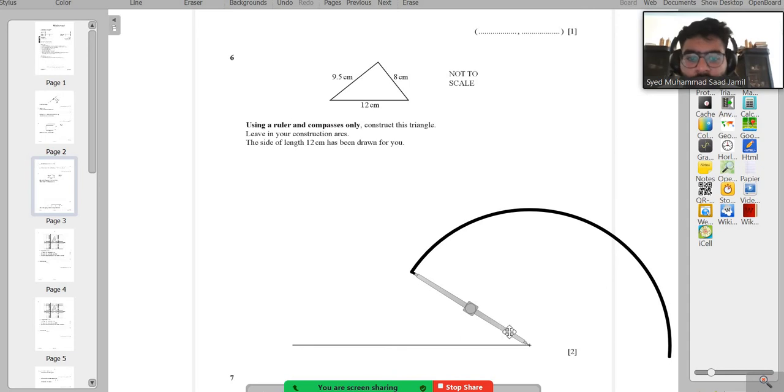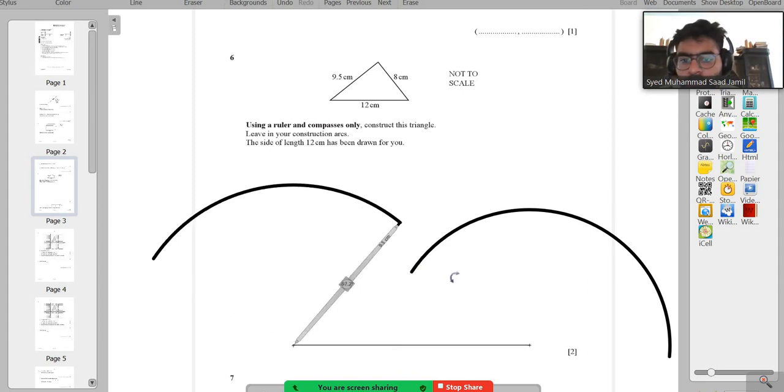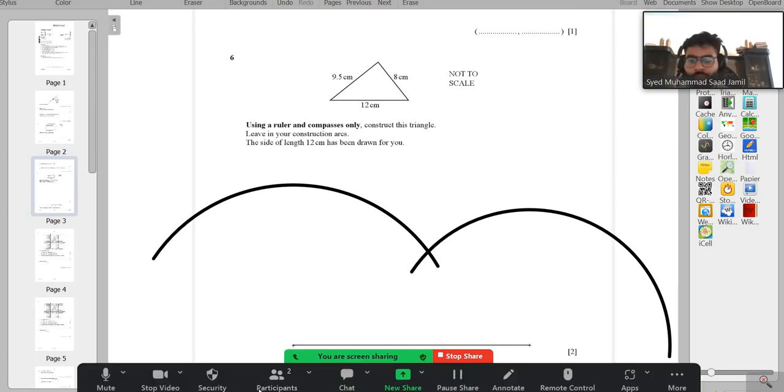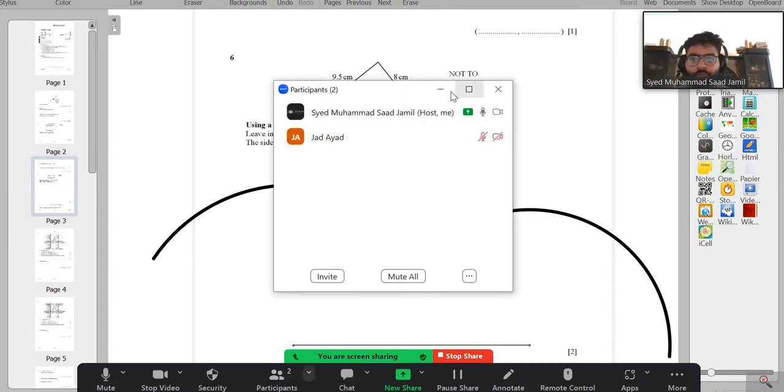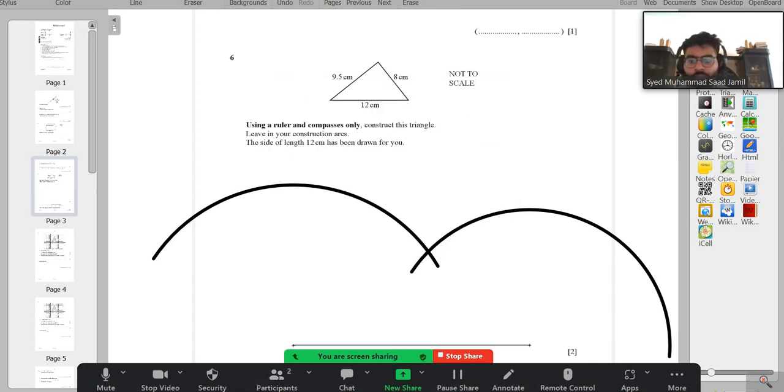Then it says 9.5. From the other side you have to open how many centimeters? 9.5. So let me open this to 9.5. I will just place it right over here, and wherever the two arcs meet, that is your point basically. This dot is our point.